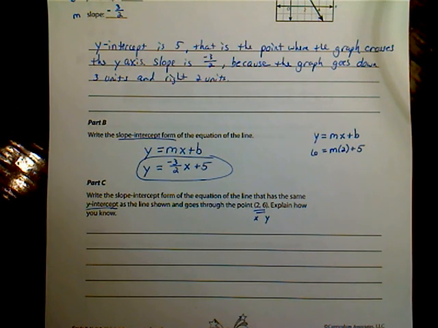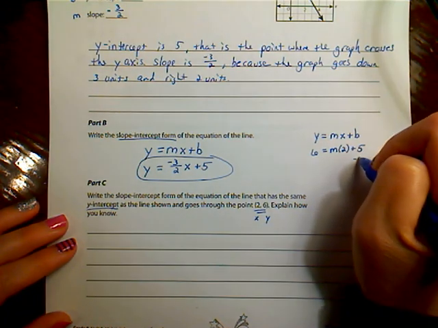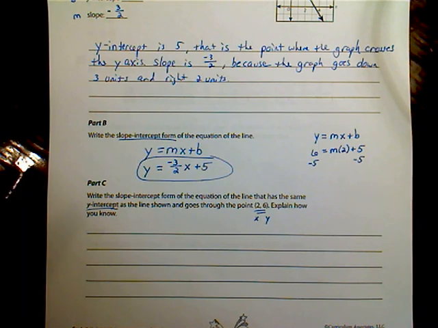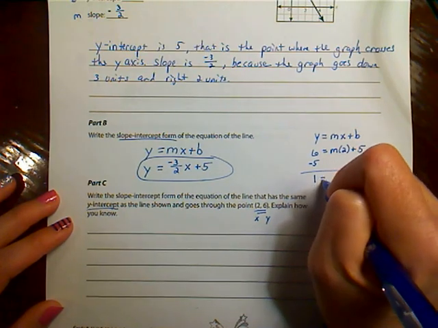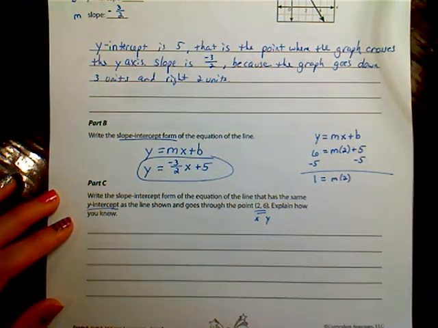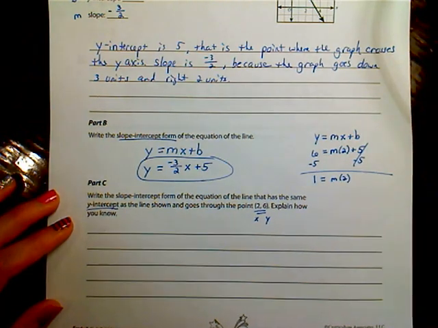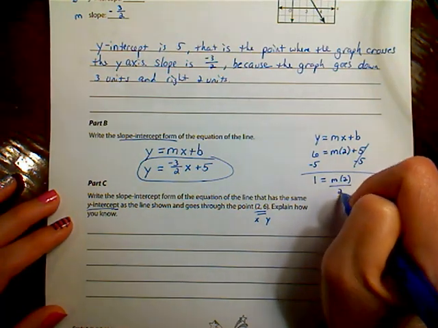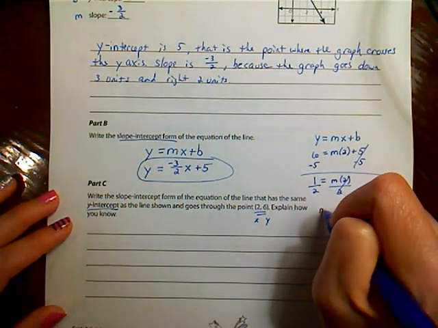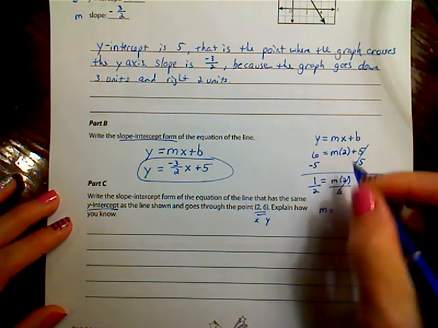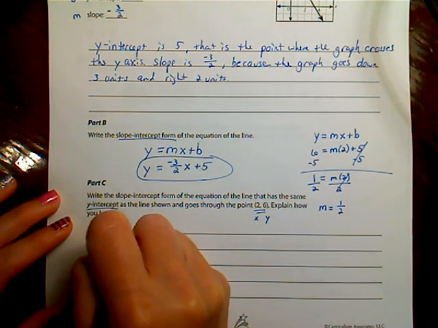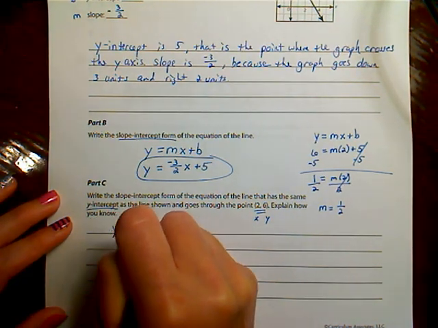So I'm going to use my solving equations. I'm going to subtract this 5 from both sides, because you always want to undo addition or subtraction before you undo multiplication or division. So that gives me 1 equals m times 2. My goal is to figure out what my slope is, so I'm going to divide both sides by 2. My slope is 1/2. There's my new slope. So my new equation would be y equals 1/2 x plus 5.